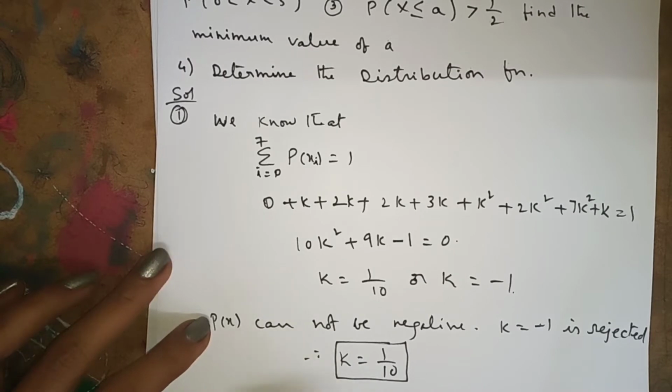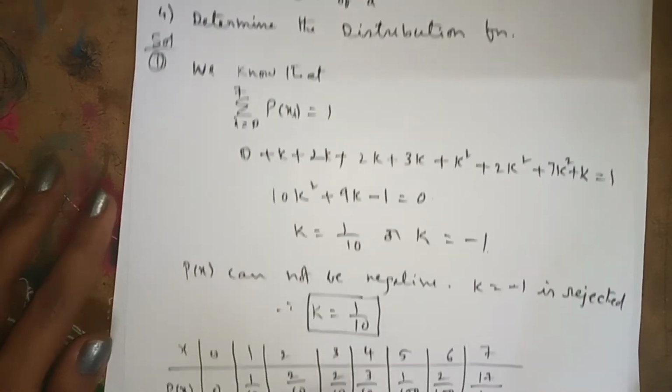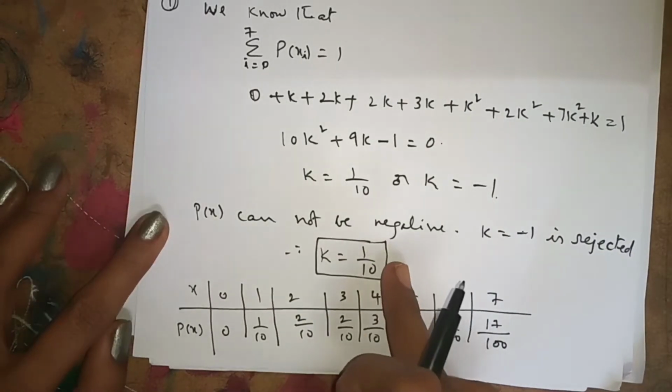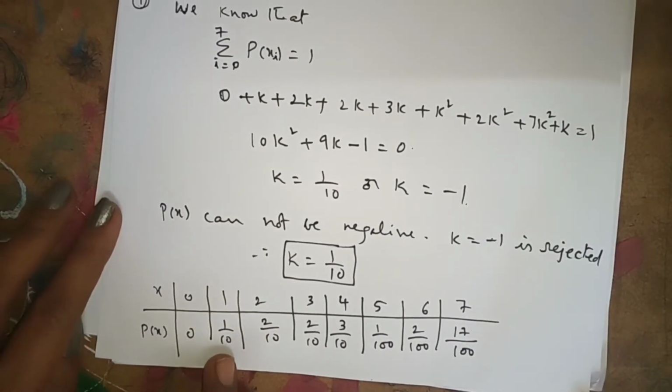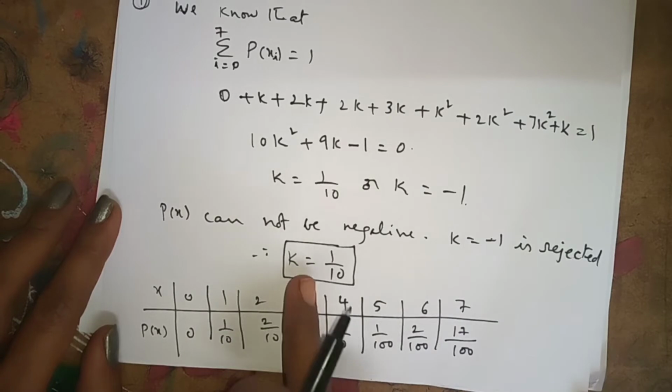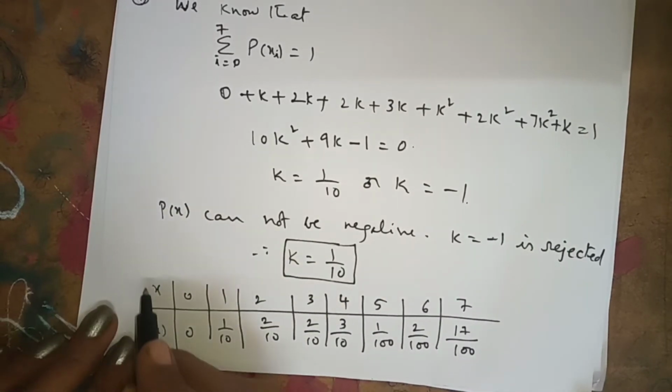We have got k is equal to 1 by 10. By substituting k is equal to 1 by 10 in the given table, you will get the new table in this manner.